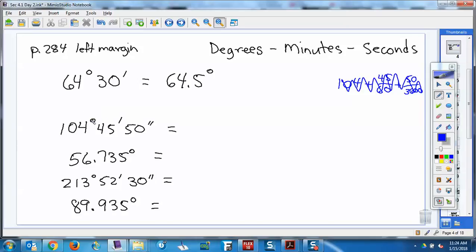Okay, so 104 hit the degree, 45 hit the minute, 50 hit the second, and you get 104 point, how much? 76 degrees, okay? So that's DMS to decimal. So now we want to go the other way. We go 56.735, and that's when you do the triangle DMS. And you get 56 degrees, 44 minutes, 6 seconds.